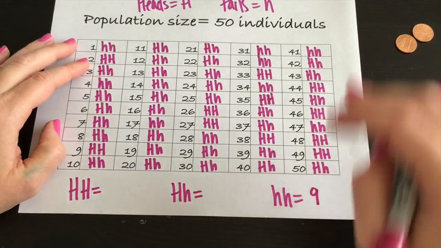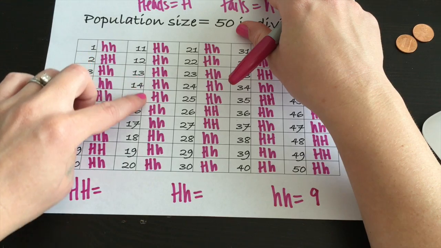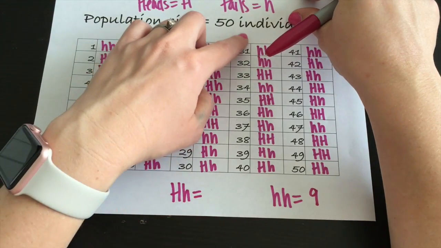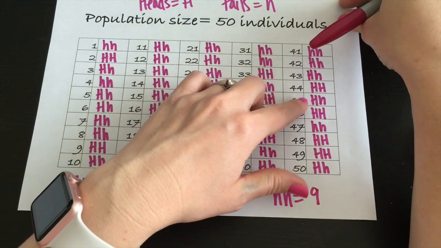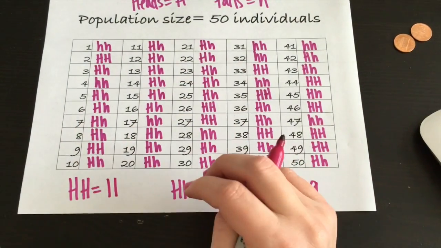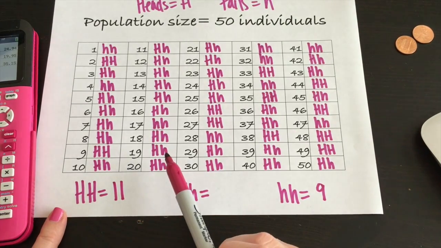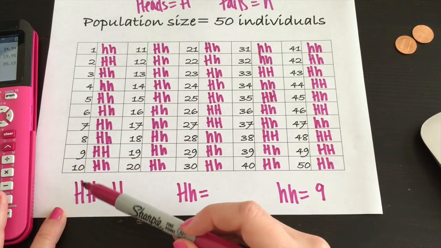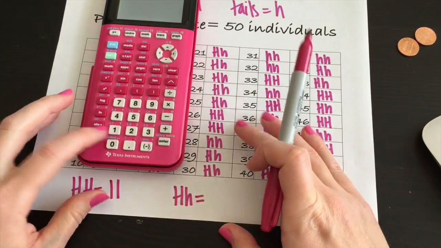Okay, and then we have 1, 2, 3, 4, 5, 6, 7, 8, 9, 10, 11. Now you're probably thinking, why did she do those? Well, what I noticed when I was doing my flipping is that I was getting mostly heterozygous. So I figured if I counted up all the homozygous recessive ones and then the homozygous dominant ones, I could figure out the rest. So let's clear my calculator. I'm going to do 11 plus 9.